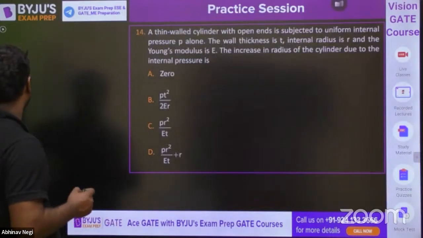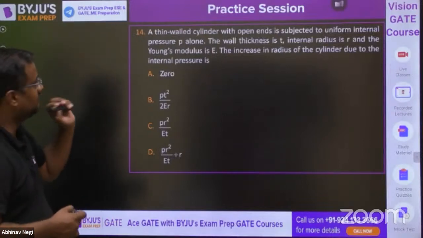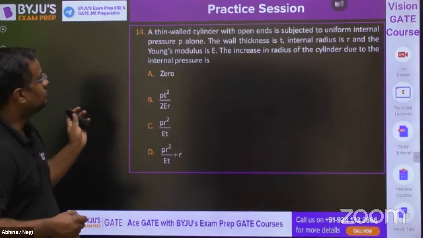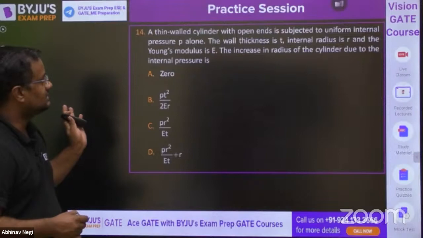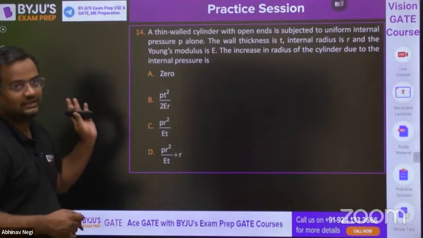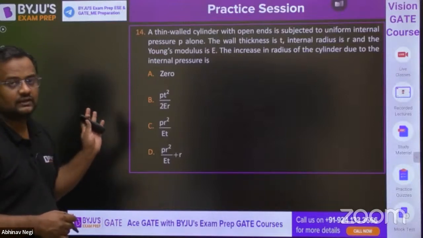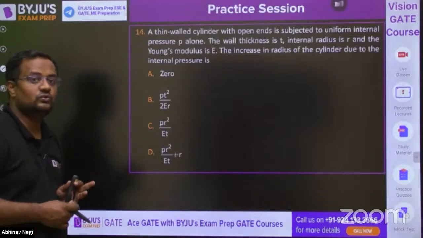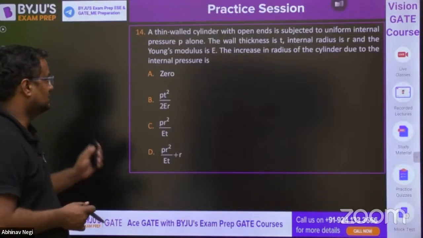Now 14th. Here also I have done the homework, so the time can be saved. There is a thin wall cylinder with open ends subjected to uniform internal pressure P alone. The wall thickness is T, internal radius is R, and the Young's modulus is E. What is the increase in radius of the cylinder due to internal pressure?